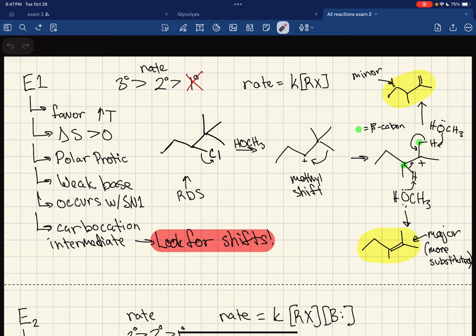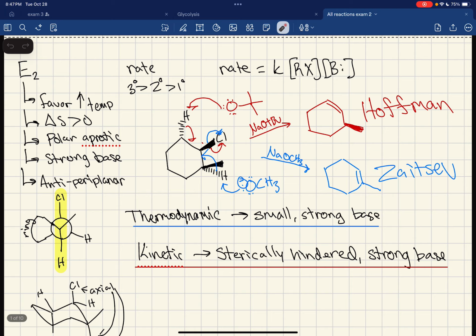What is going to happen with E1 is the most stable formed alkene will always be the major product. As you can see, this is less stable because it's a less substituted alkene. This is a tertiary substituted, or whatever it's called. There's 4 substituents off of this double bond, so it's more stable than this. This is the major. E2 reactions.